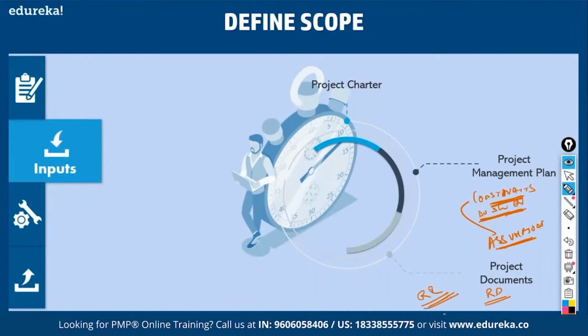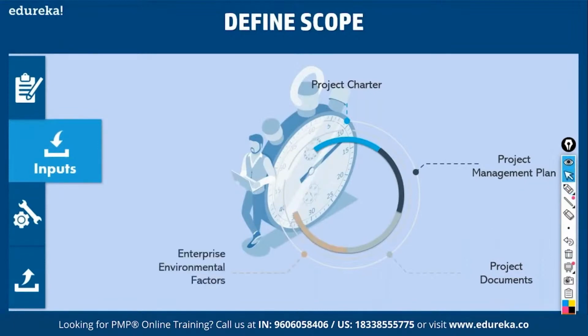Fine. Then what else? Then you have the other usual inputs like enterprise environmental factors. Whatever tools are available, you have to use them. For example, you may want a scheduling tool called Microsoft Primavera, but the organization will only give you a spreadsheet. You have to use it. Infrastructure, any tools, whatever is available, you have to use it. You cannot grumble. These are factors over which you have no control.